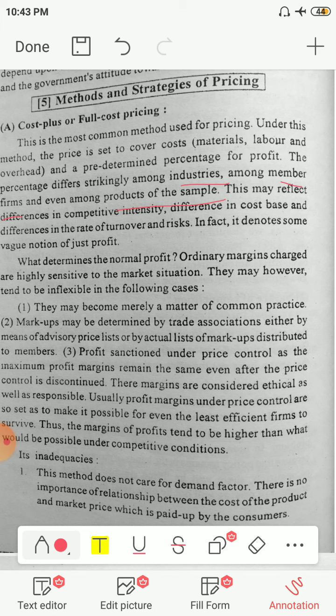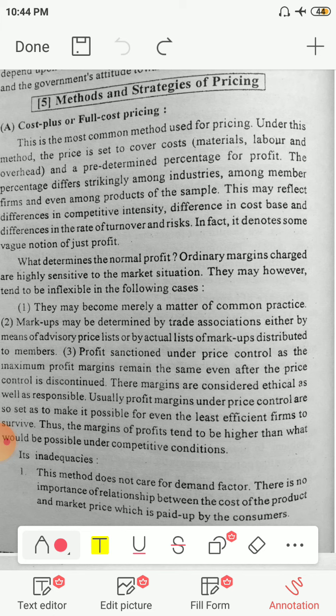This may reflect differences in competitive intensity in the industry. If higher competition is there, then a lower profit margin will be there, and if less competition is there, then a high profit margin will be there. Then difference in cost base and difference in the rate of turnover. Rate of turnover you can here understand as the frequency of purchase.